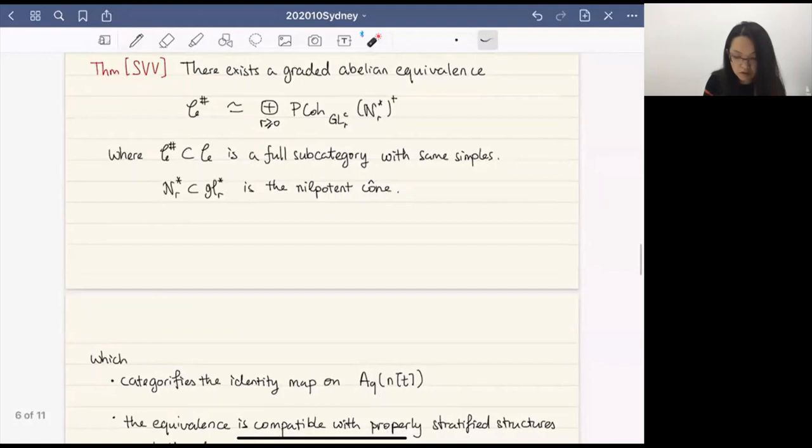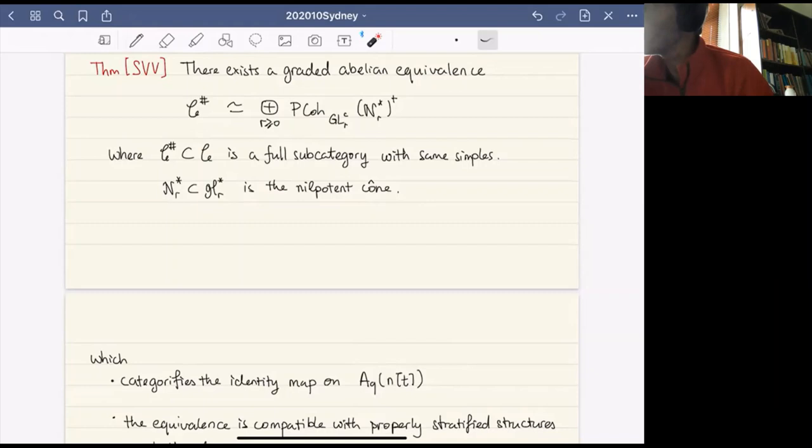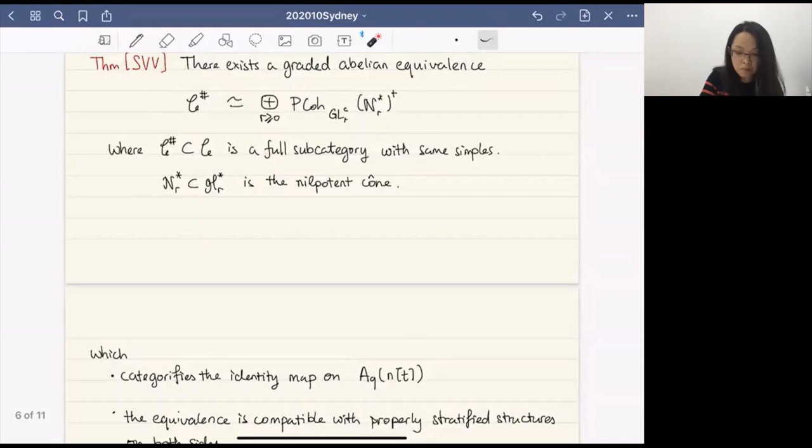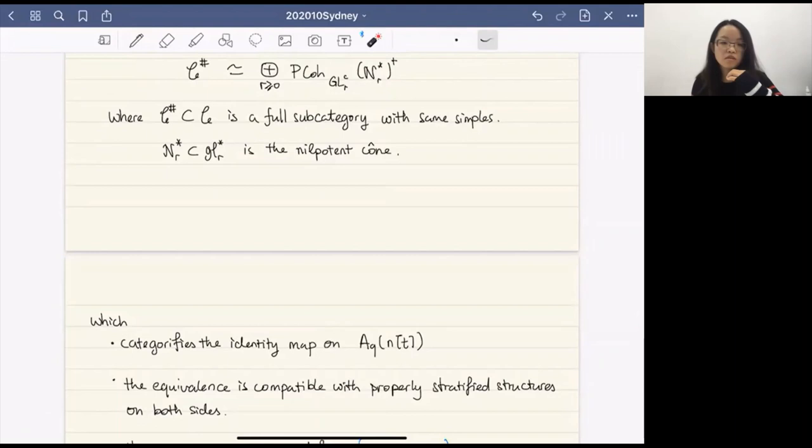This equivalence satisfies the following properties. First, on the Grothendieck group, it's an identity map on the quantum coordinate ring of n bracket t. And then on both sides there is some properly stratified structure. On the left hand side, this follows from work by Peter and also Kashiwara. And on the right hand side it has been studied by many people. You can define proper standard modules and proper co-standard modules, and they satisfy some axioms related to the stratified structure.